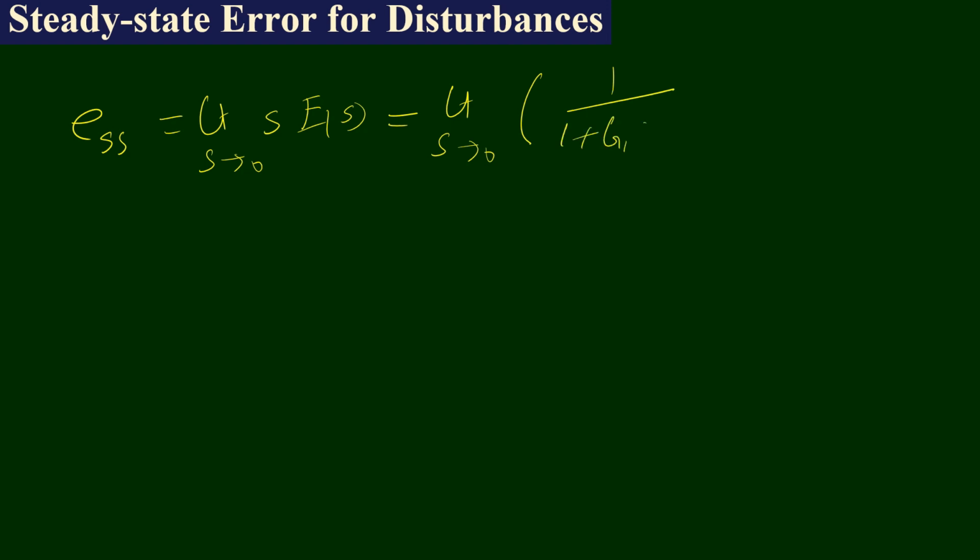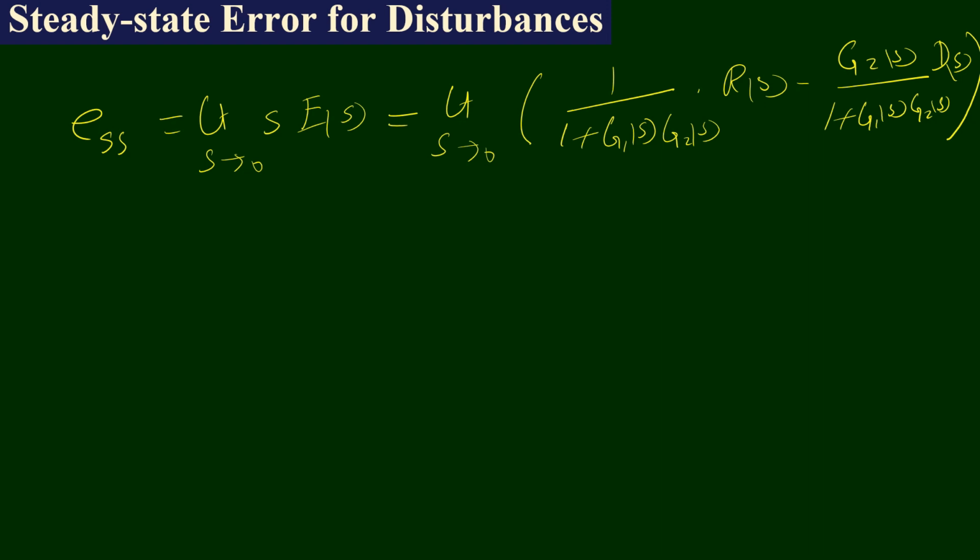So here we discuss from the previous slide that E steady state, ESS, is equal to limit s tends to 0 of s E(s), and previously we studied that E(s) is equal to 1 over 1 plus G1(s) G2(s) into R(s), minus G2(s) upon 1 plus G1(s) G2(s) into D(s). So this is the situation.